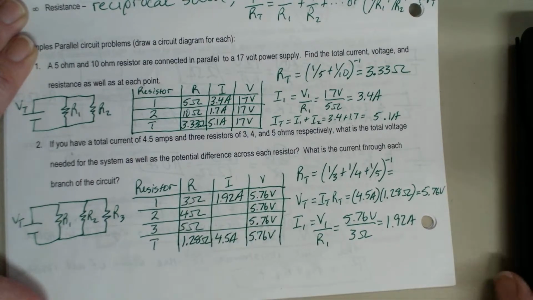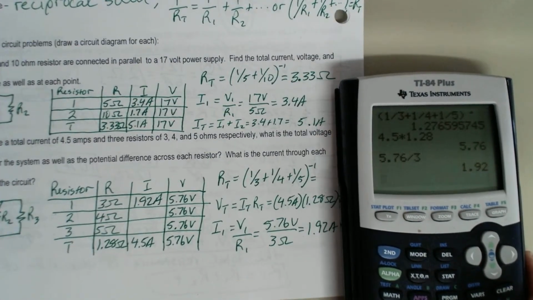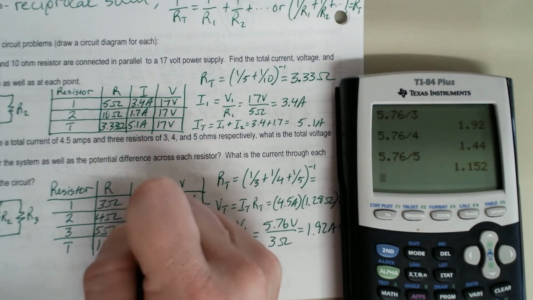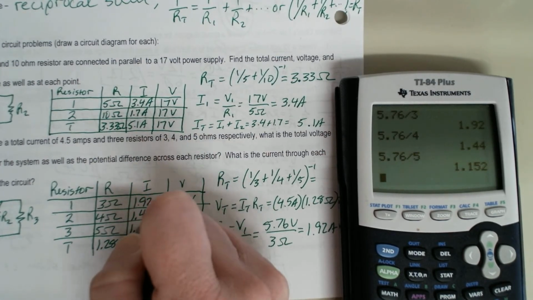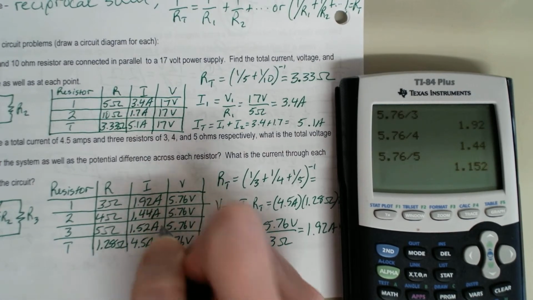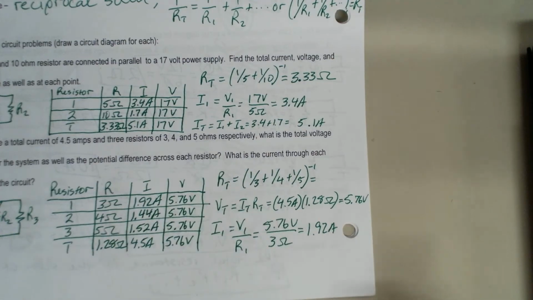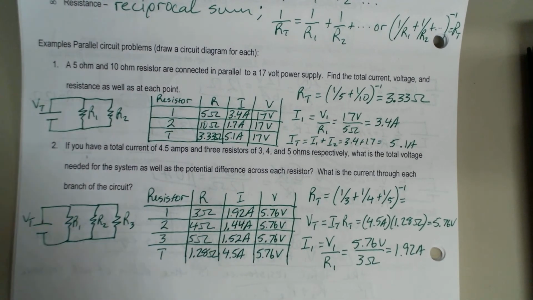And then you can just finish the last two off with just your calculator. Okay, so just 5.76 divided by 4 and 5.76 divided by 5. So you get 1.44 amps and 1.52 amps. And when you add those up, they should be pretty close to 4.5. And that's it. Good luck with your homework.